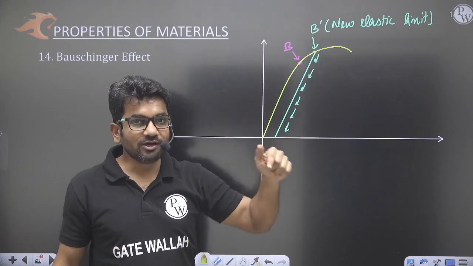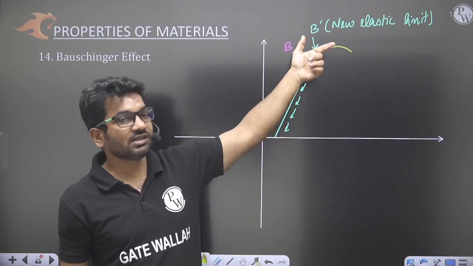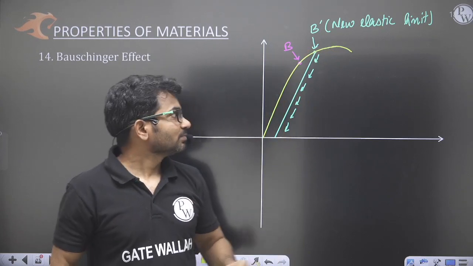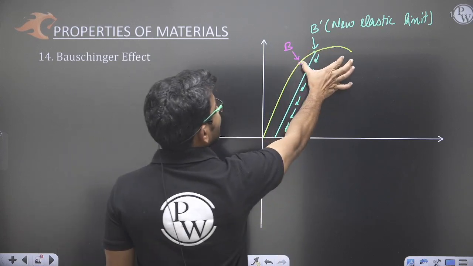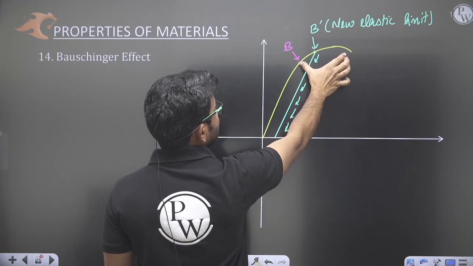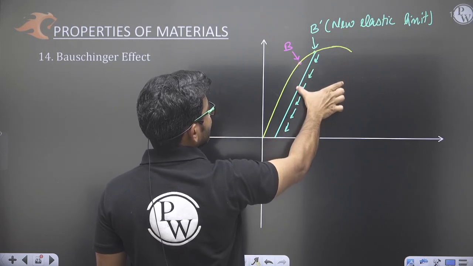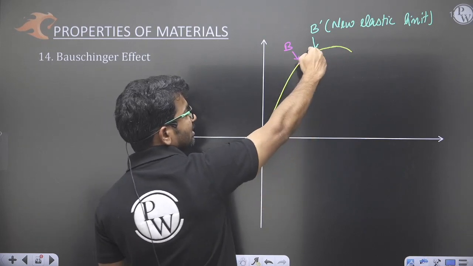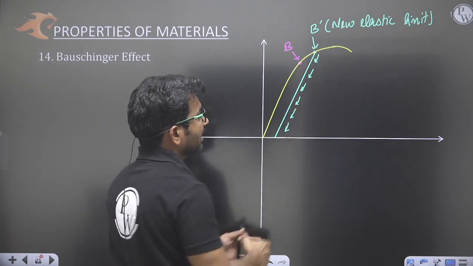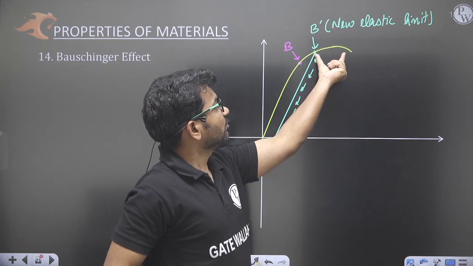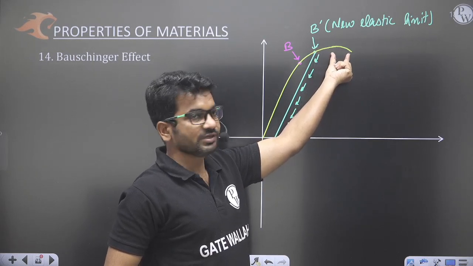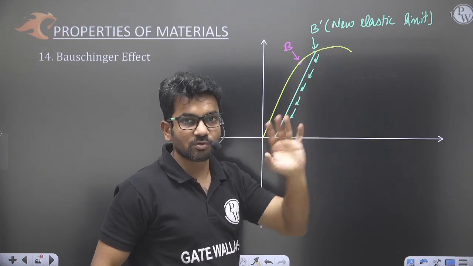So can I do this again and again and increase the strength of the material? The answer is that I should not do that. Why? One thing is that the plastic deformation range is getting reduced. Earlier, the plastic deformation range was this much. Now, after I have raised the elastic limit, my plastic deformation range is reduced. But this is not the Bauschinger effect.